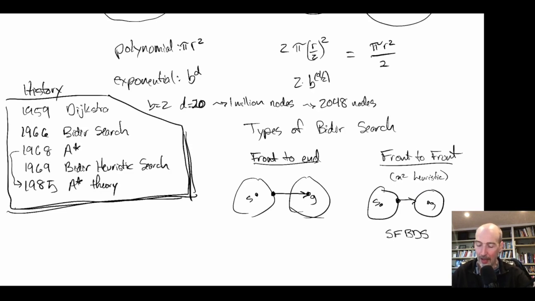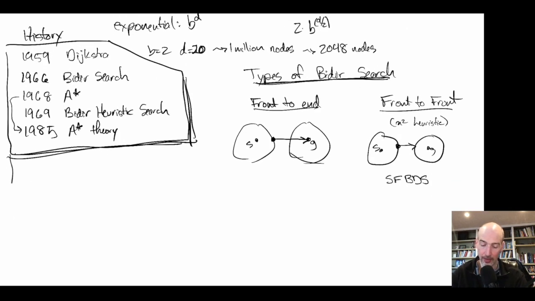Okay, so for right now, we're just going to look at the front-to-end case, and we're going to see what we can learn from the front-to-end case of bidirectional search. And so what we find is that in 1969, and so interesting here, the bidirectional heuristic search was done by Pohl. So we'll relook at this history here as another piece of bidirectional algorithms.